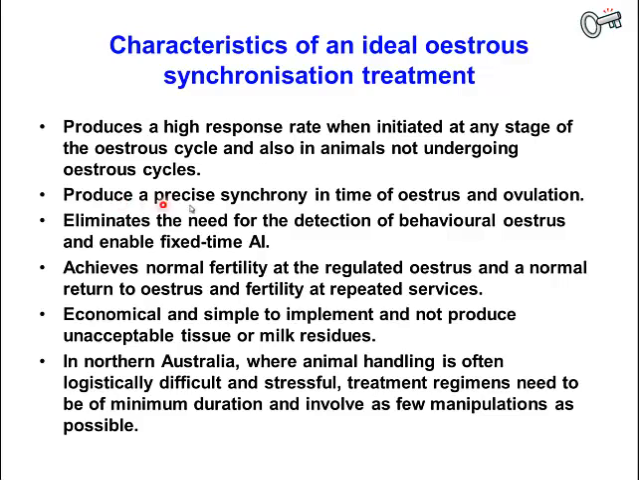It should produce a precise synchrony in the time of estrus and ovulation. That is, I'd like all those animals to come in heat within 24 hours or less if possible. I should be able to inseminate those cows at a fixed time. That is, I'll treat them with a drug or a bunch of drugs at certain days, and then I'm going to come in at 12 o'clock on whatever day and go ahead and inseminate them, and they'll all get pregnant. That's ideally what I'd like to do. So I don't even have to detect heat. I just go in, inseminate, and that's called fixed time insemination. And there are protocols that are used for fixed time insemination.